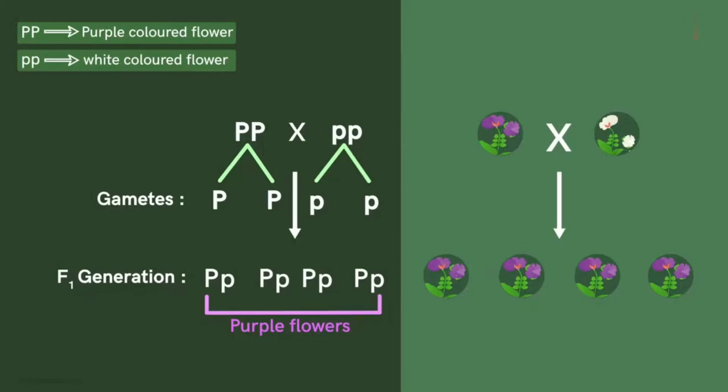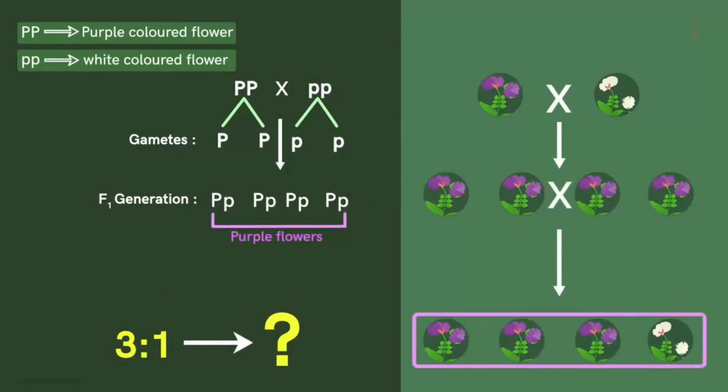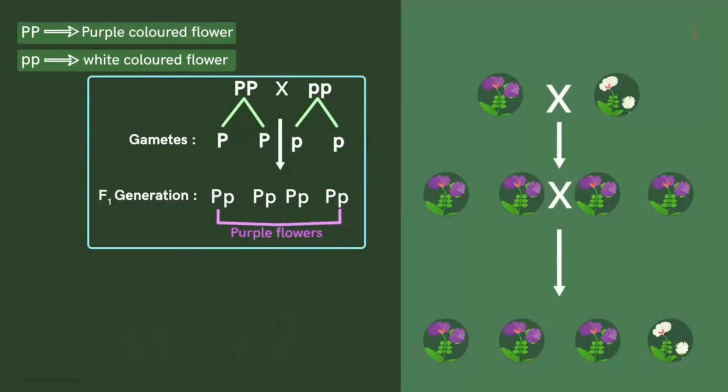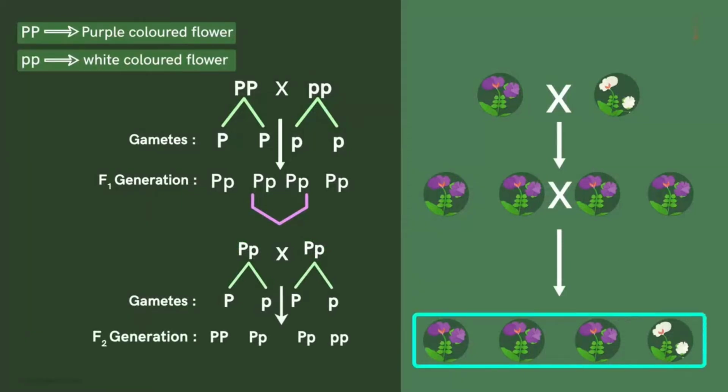Now, can you guess why the ratio 3:1 is obtained in the F2 generation? Let's find that out with the help of a similar theoretical cross. Here, we take any 2 random plants from the F1 generation. Crossing these two, or even by carrying out the selfing process in a similar fashion, gives us this result.